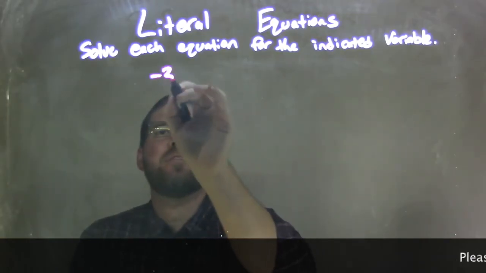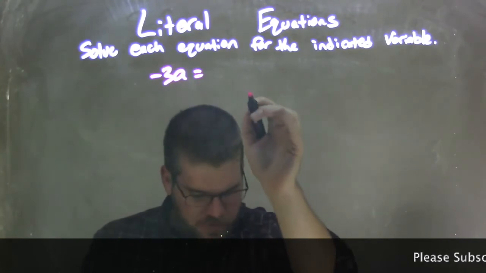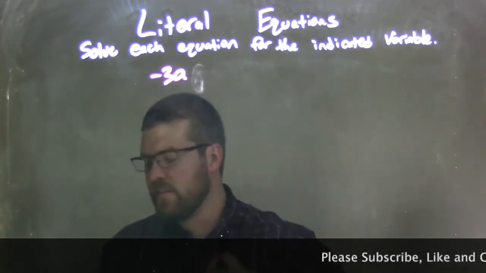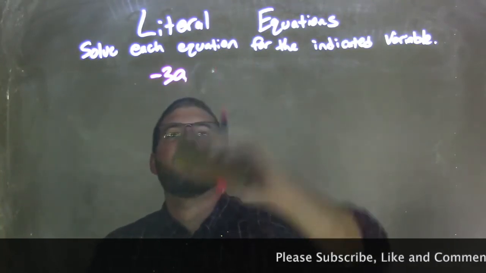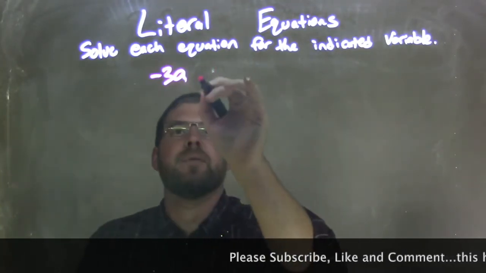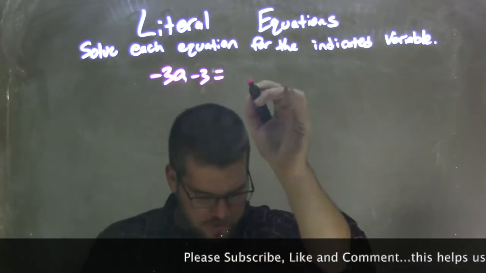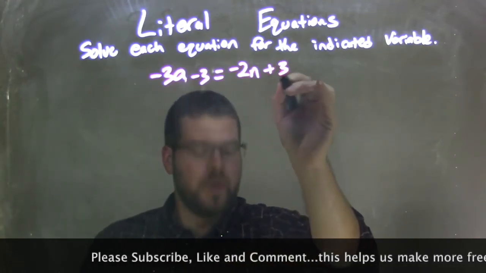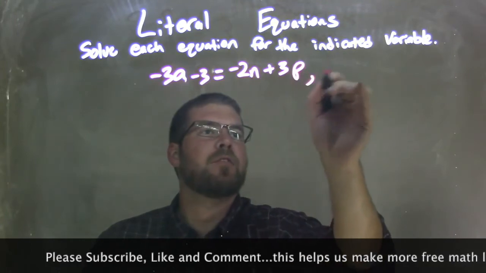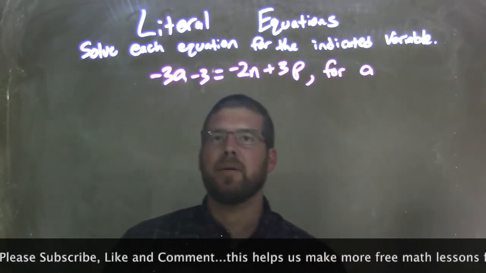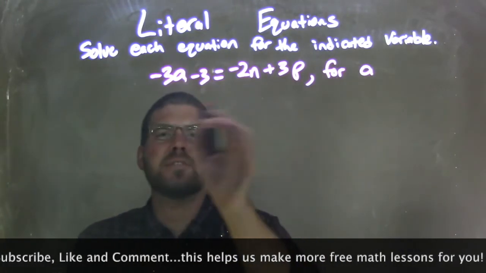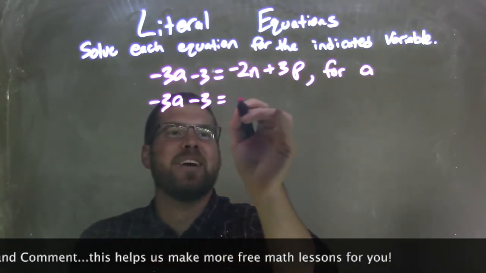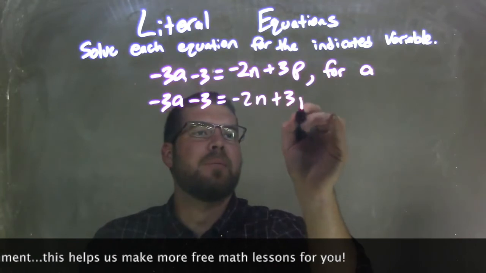Equation: negative 3a minus 3 equals negative 2n plus 3p. Sorry, I got ahead of myself here. Got trigger happy with the equal sign. And we're going to solve that for the letter a. Okay. So first thing is I'm going to rewrite my equation here: negative 3a minus 3, don't forget that, equals negative 2n plus 3p.